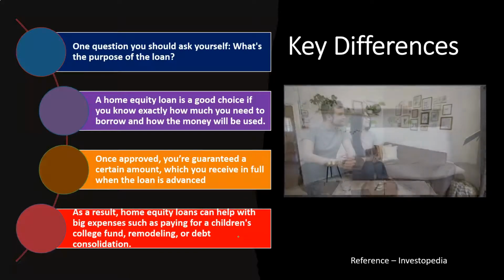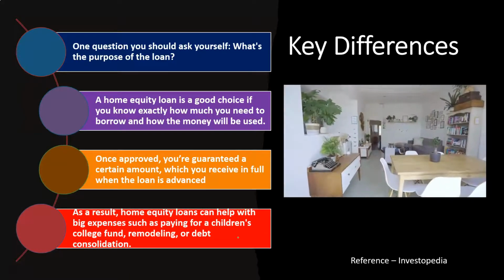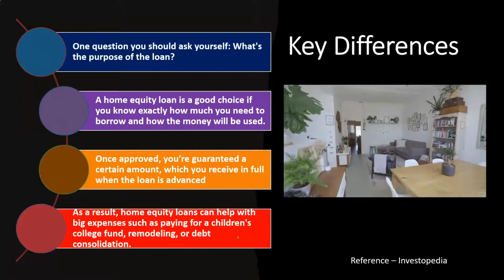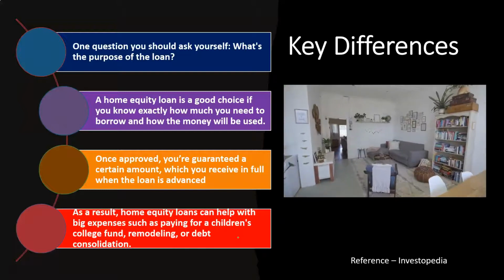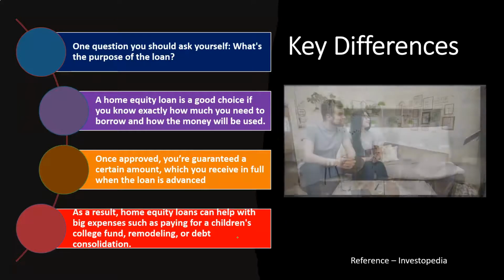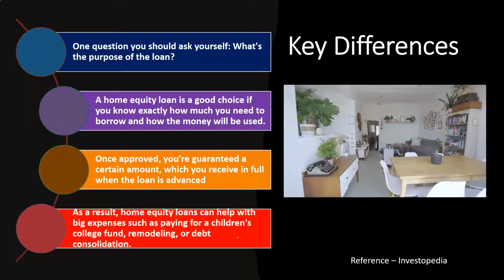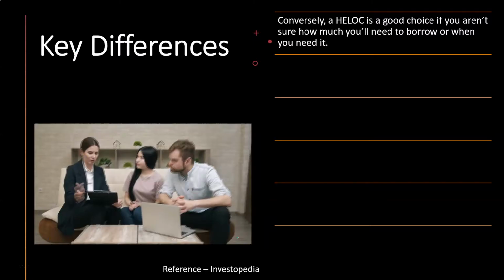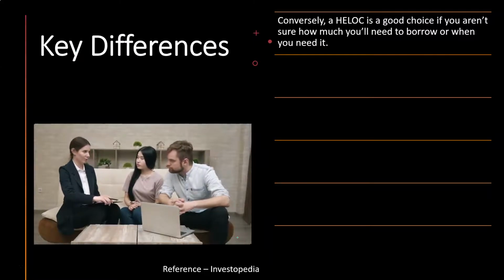As a result, home equity loans can help with big expenses such as paying the children's college funds, remodeling, or debt consolidation. So if you've got a big project you're building on the home, you're paying for the college, and this and that, you know what the payments are and you know how much money you need, then you would think the standard loan would be best under those conditions.